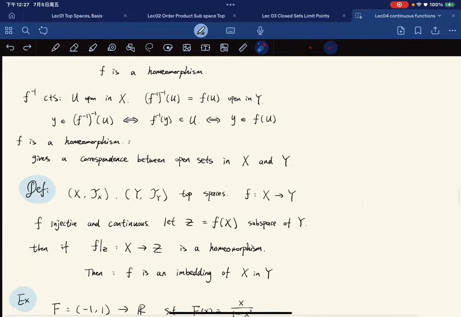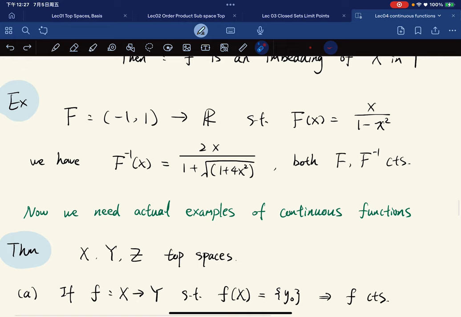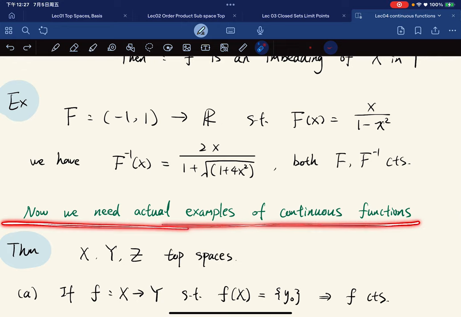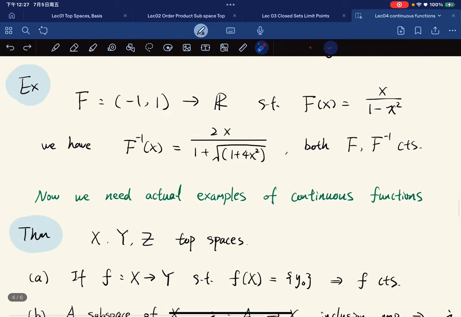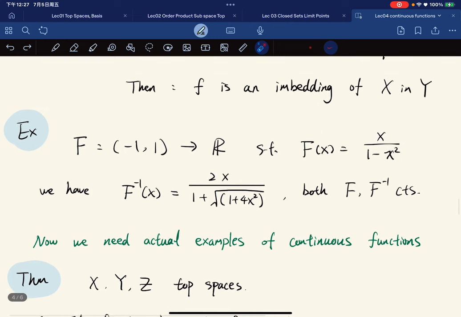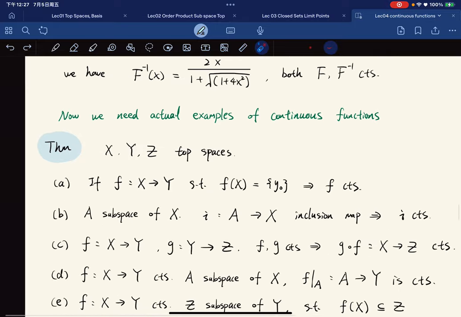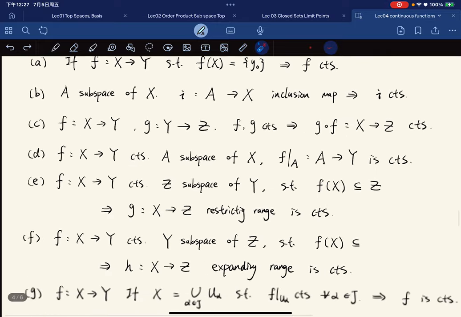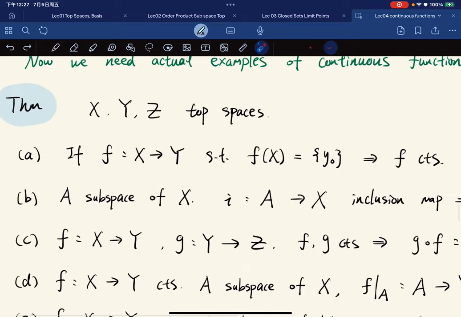So we've been talking about what functions are homeomorphisms, but we need actual examples of continuous functions and topological spaces. We need to add some starting points, right? We talked about what continuous functions are, but we actually need examples. I mean, this doesn't count, right? Because this is too specific. So here's a very long page of statements, and we're going to go through them one by one.